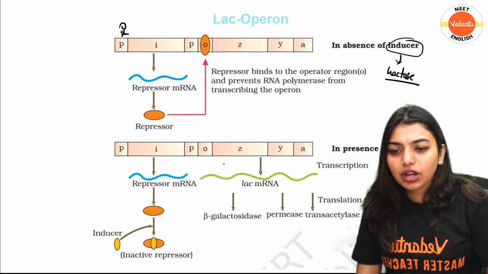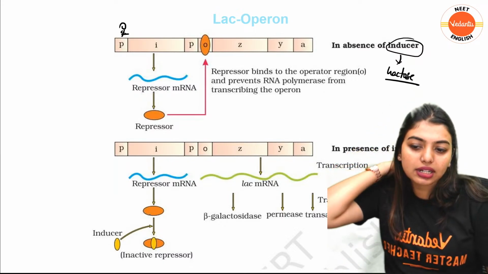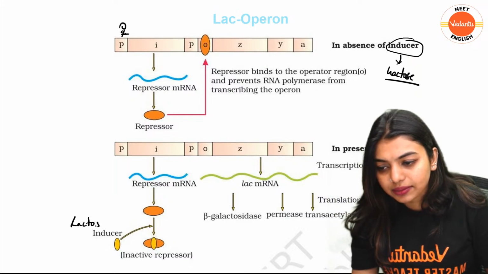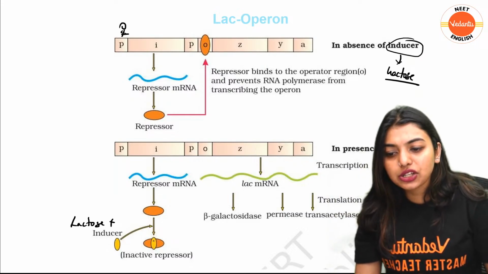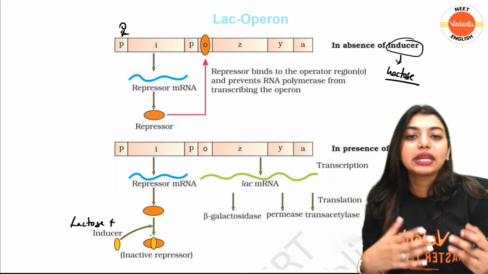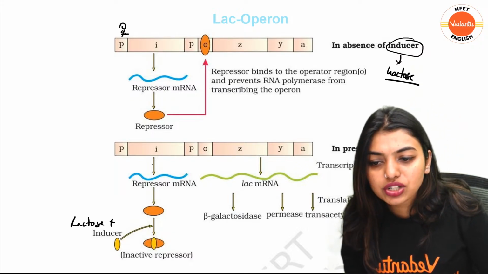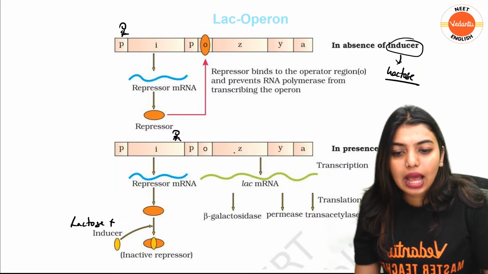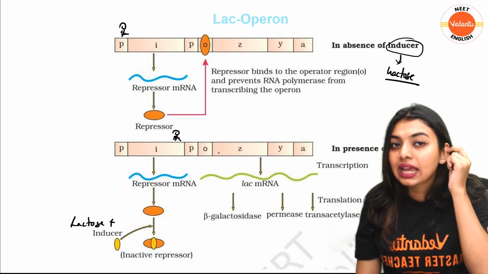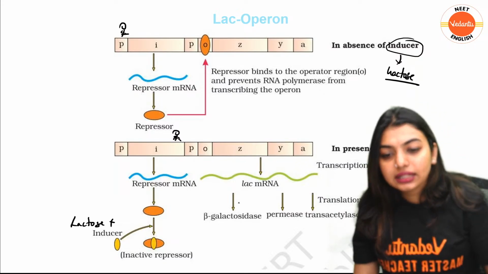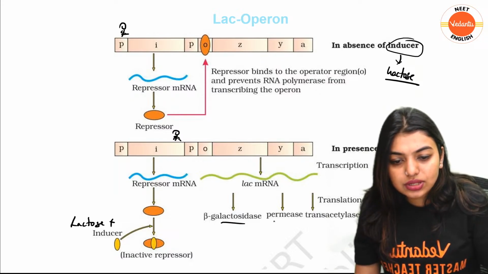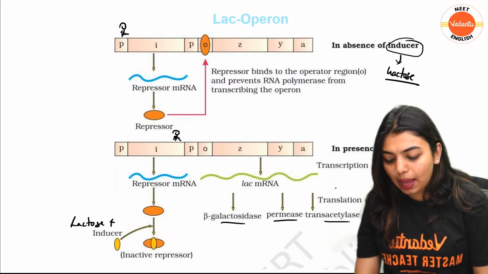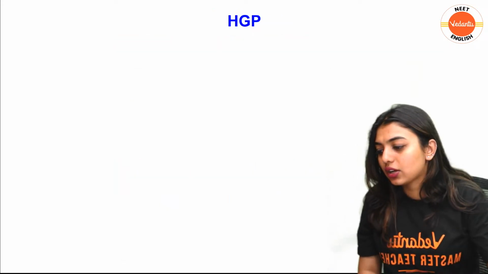Now here you have P, i, o, Z, Y, A. Again, repressor mRNA will form the repressor. Same thing will happen. But here what is happening? Lactose is present. So this inducer will go and bind with the repressor, making the repressor inactive. Now what is going to happen? RNA polymerase will happily come and form mRNA. Transcription will happen, and lac Z, Y, A will release beta-galactosidase, permease, transacetylase, after translation. Easy, lac operon? Lac operon is easy, no?